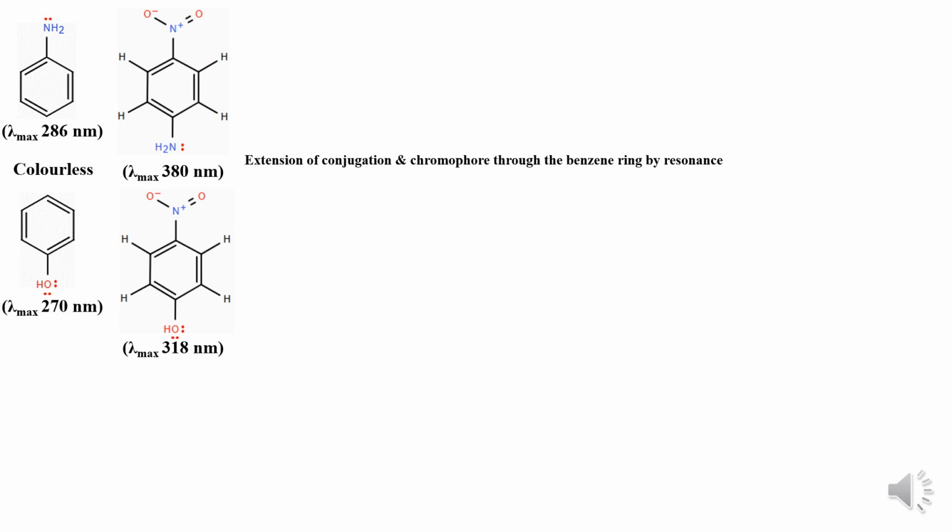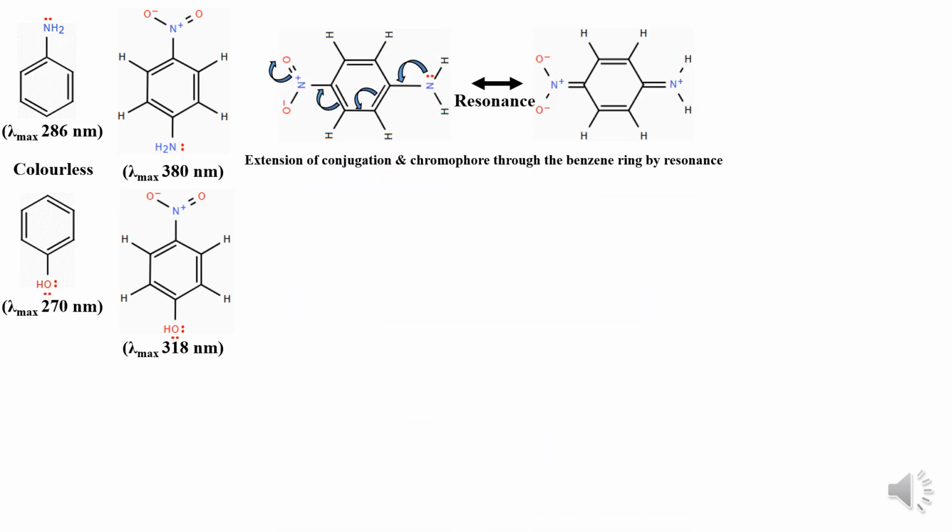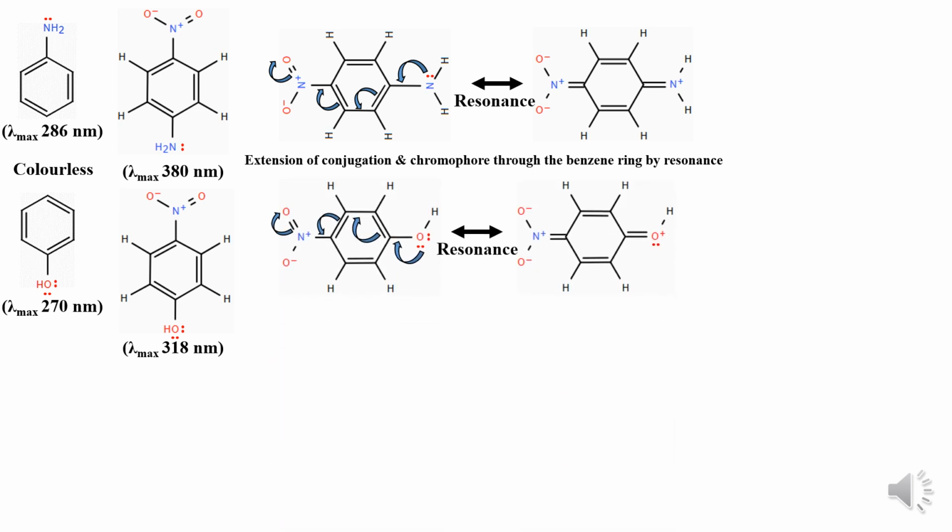This is because of extension of conjugation and chromophore through the benzene ring, and this is caused by resonance. The mechanism is depicted here, where you can see the lone pair of electrons on the nitrogen atom in the case of para-nitroaniline being delocalized into the ring, resulting in extension of conjugation caused by resonance. And the same mechanism holds good even in the case of para-nitrophenol, where the lone pairs of electrons on the oxygen atom are delocalized into the ring by resonance, resulting in extension of conjugation.